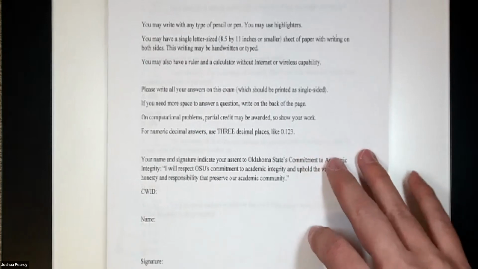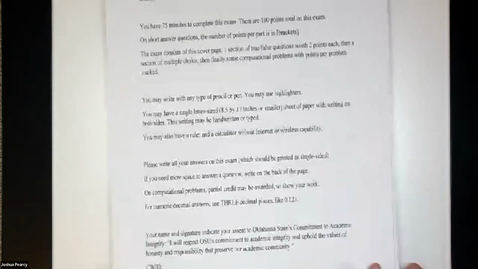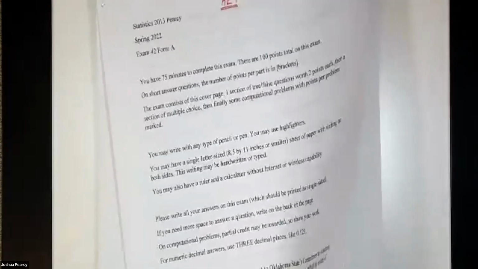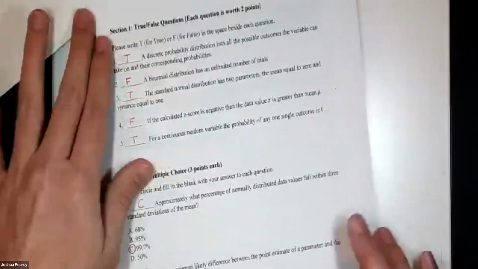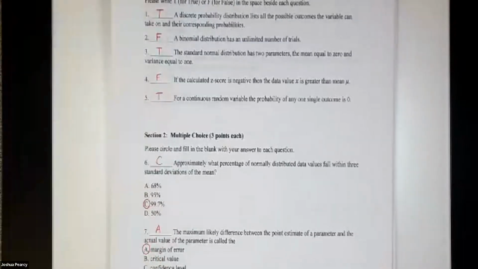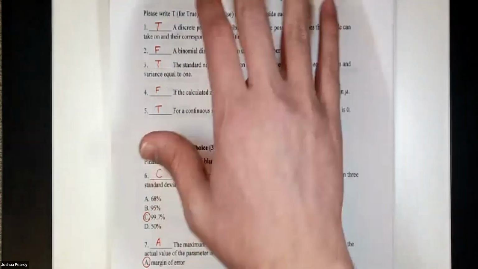All right, so I guess we'll go over the key. This is form A. I think the true and the false in both forms was the same. I can't remember. The pattern was true, false, true, false, true. You want me to explain why any of them are what they are?